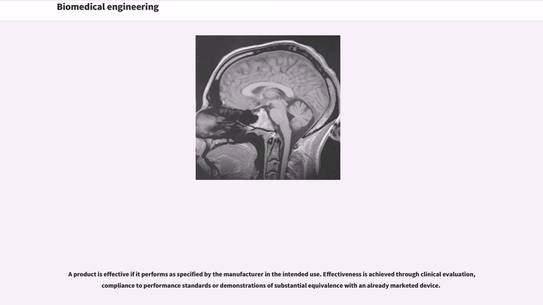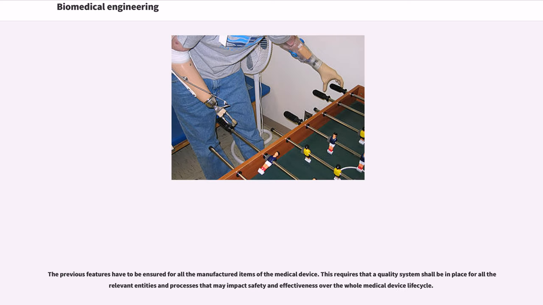A product is effective if it performs as specified by the manufacturer in the intended use. Effectiveness is achieved through clinical evaluation, compliance to performance standards or demonstrations of substantial equivalence with an already marketed device. The previous features have to be ensured for all the manufactured items of the medical device. This requires that a quality system shall be in place for all relevant entities and processes that may impact safety and effectiveness over the whole medical device lifecycle.